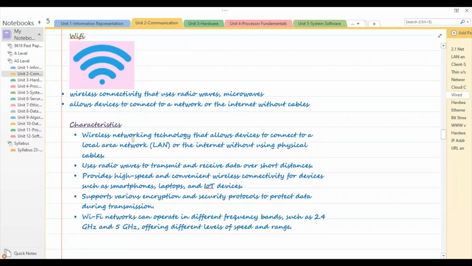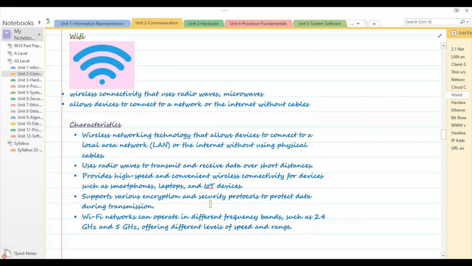It is a wireless networking technology that allows devices to connect to a local area network or the internet without using any physical cables. Here, radio waves are used for shorter distances, and it provides high speed and convenient wireless connectivity for devices such as smartphones, laptops. You all are using Wi-Fi at your home. You connect your devices with each other or to the internet, right? So you create a LAN or you connect it to the internet via Wi-Fi, right?